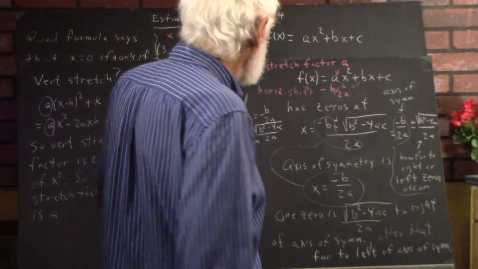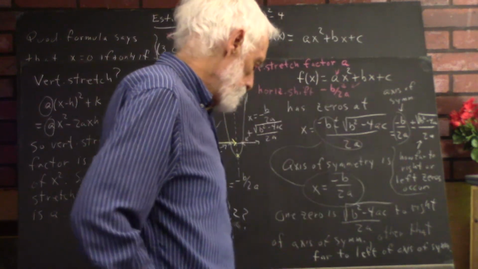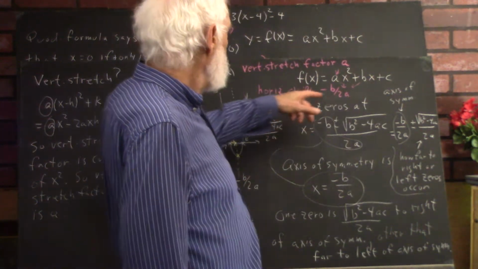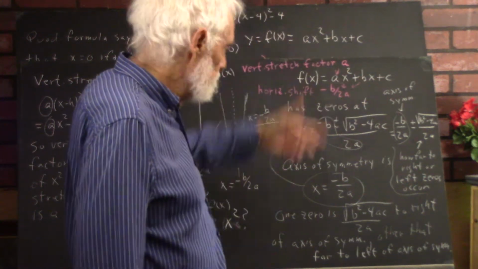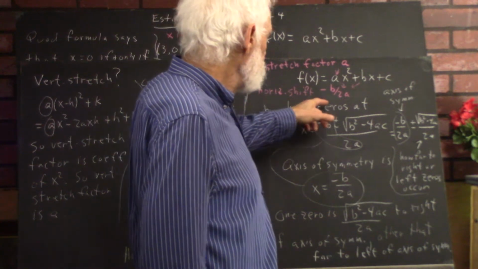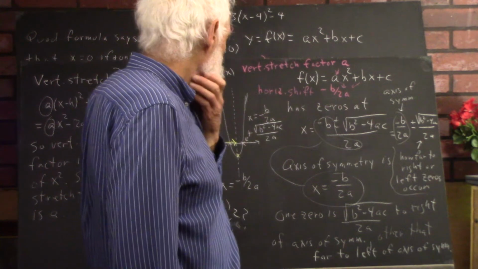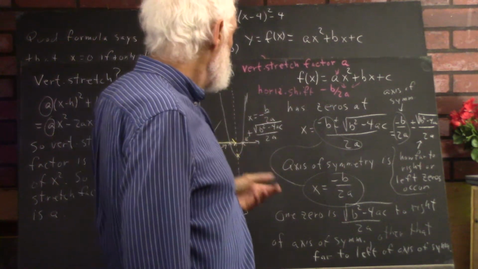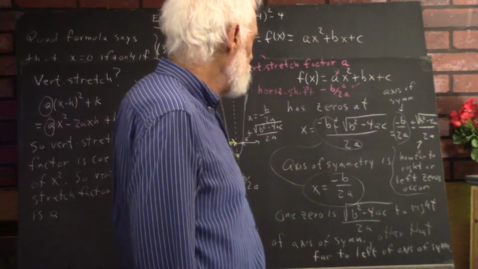If we have a quadratic function f of x equals ax squared plus bx plus c, then our vertical stretch factor is a, consistent with what we've seen. Our horizontal shift is negative b over 2a, and our vertex lies on the axis of symmetry, which is at negative b over 2a.